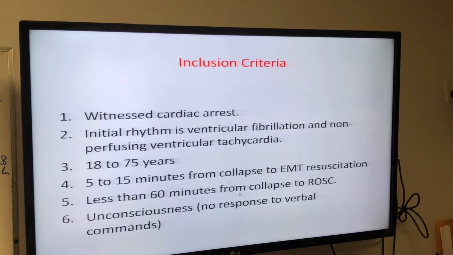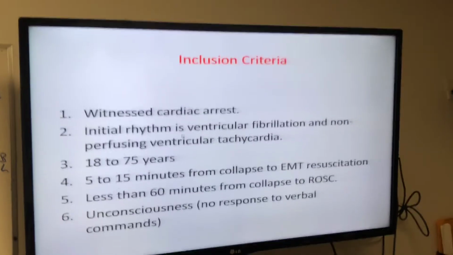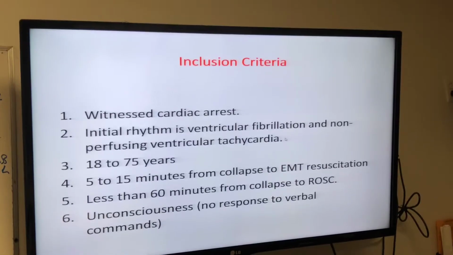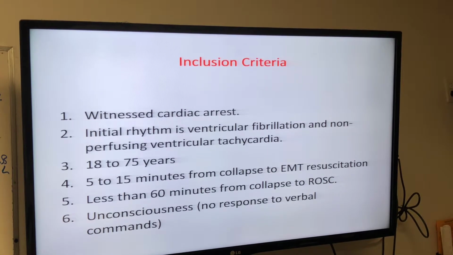This is the inclusion criteria. This is the important part of this study, because really they chose la creme de la creme, like the best cardiac arrest patient you can ever imagine. Witnessed cardiac arrest. Initial rhythm is VFib or non-perfusing VTach. They said we don't want asystole or PEA because they're horrible outcomes. 18 to 75 years of age.